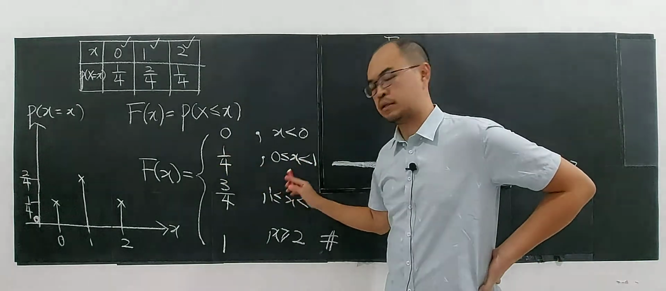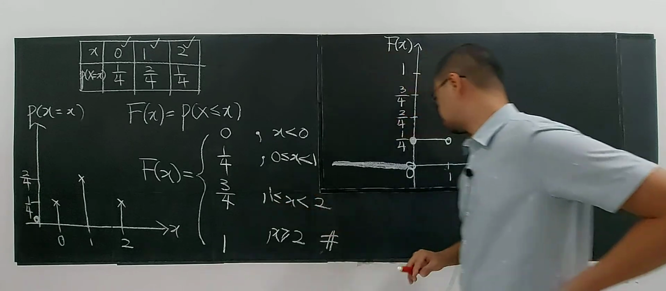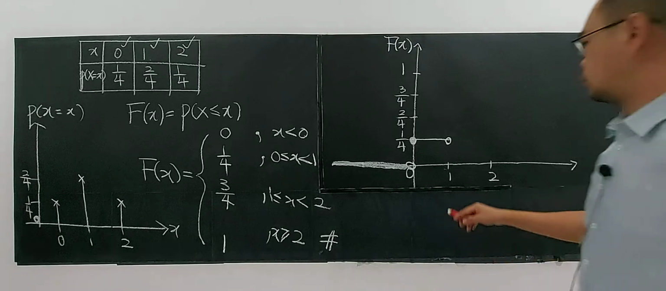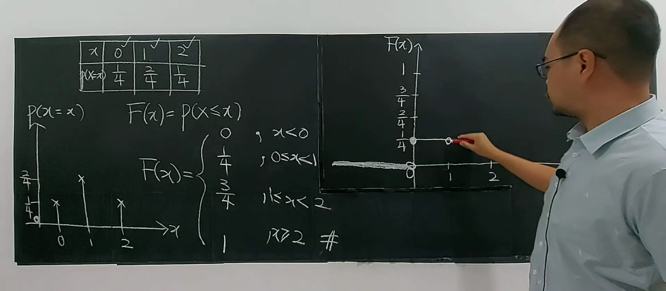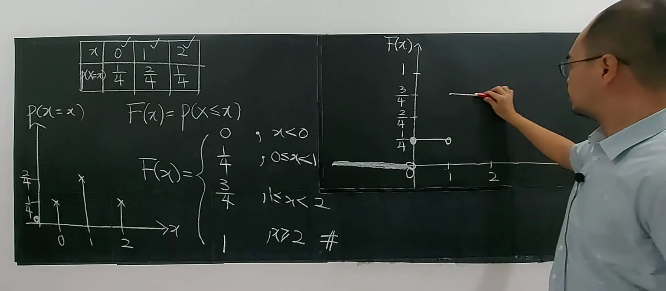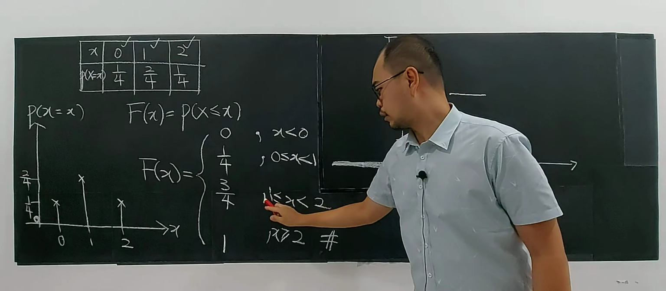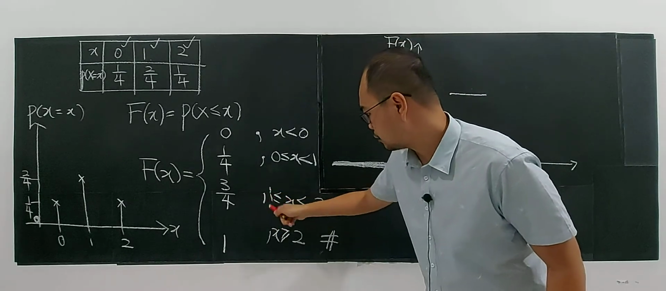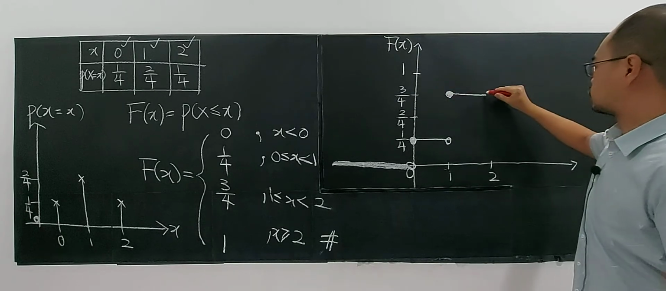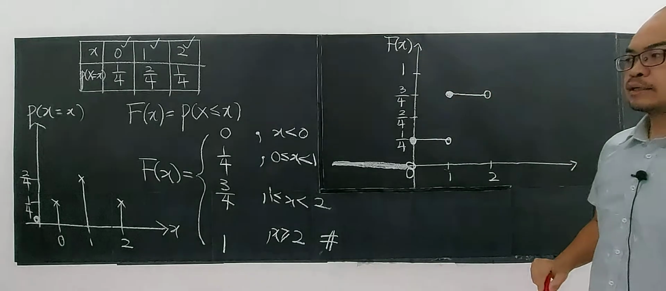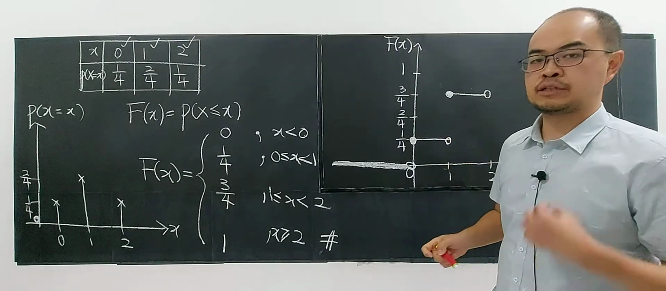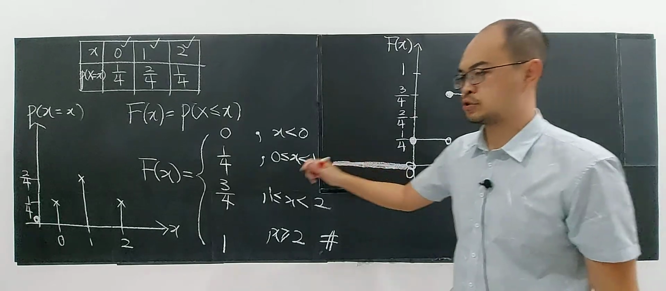This is for the function at this particular interval. Now between 1 and 2, the cumulative is 3 over 4, from here to here. This includes 1, so this one will be a solid circle, and the other an empty circle. This is the way we draw the cumulative distribution function graph.